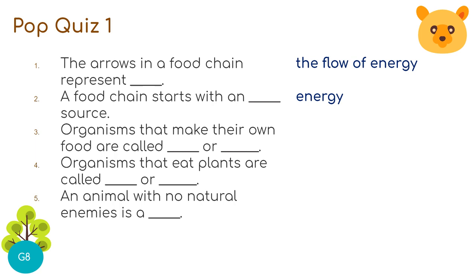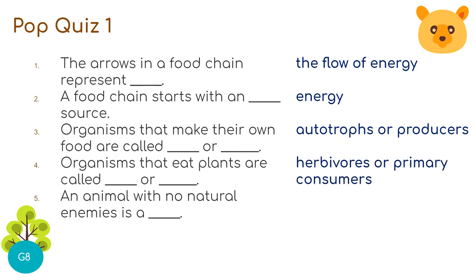Organisms that make their own food are called autotrophs or producers. So auto means self, troph means to feed, self-feeding. They can feed themselves. Okay? So plants use their own food to perform metabolic processes. Organisms that eat plants are called herbivores or primary consumers.